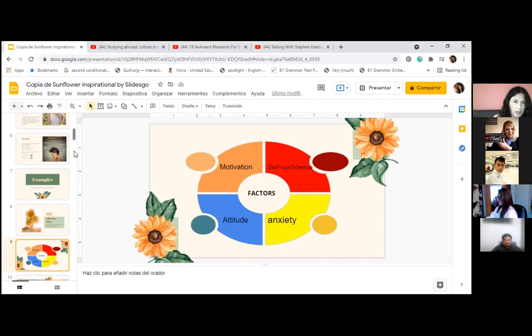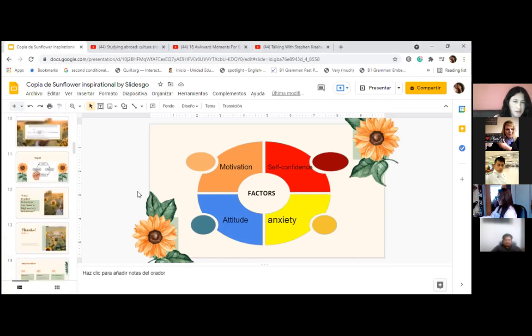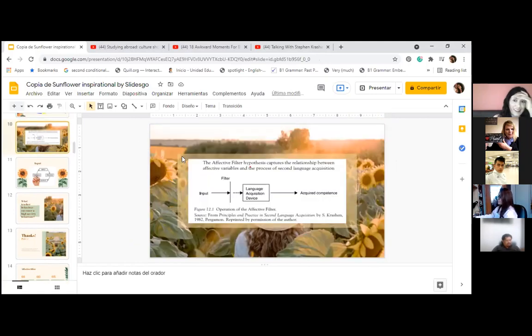can you see the image? I'm sorry, I don't know if it is working well because mine is not working well. Yes, you can see the image, it's just not in full screen. I am sorry. So here we have the hypothesis that the author was saying.